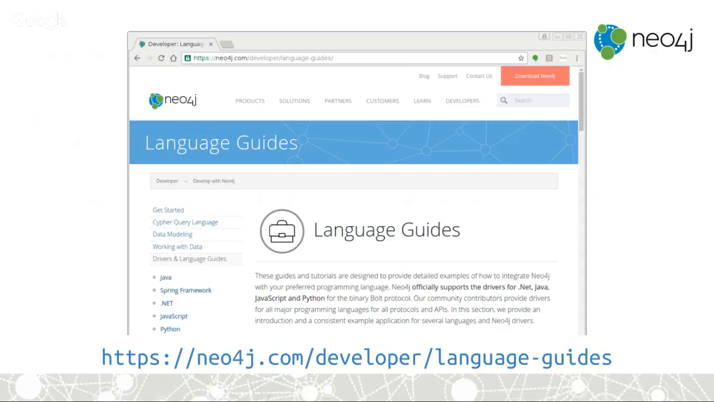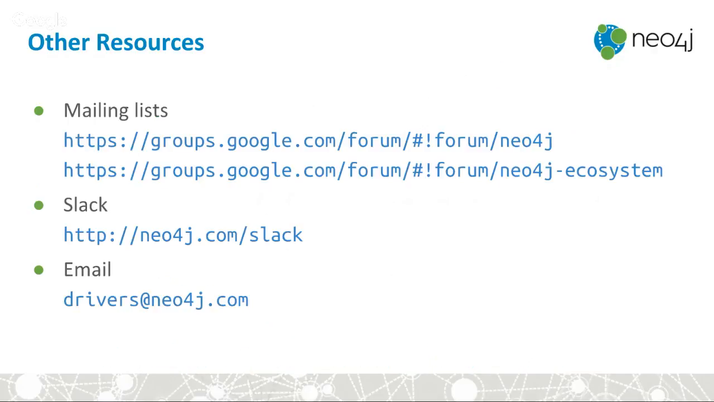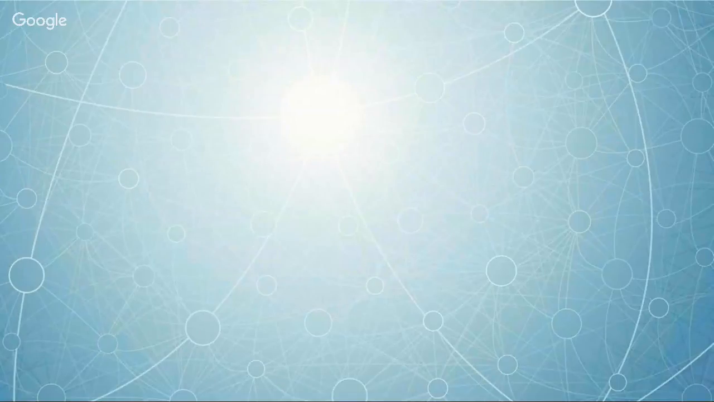The other things we've got are the language guides on the main website, and there are a few other resources. There are mailing lists, there's a public Slack channel, and we're available at drivers@neo4j.com if you need to drop us a line there. And that's it. Cool.